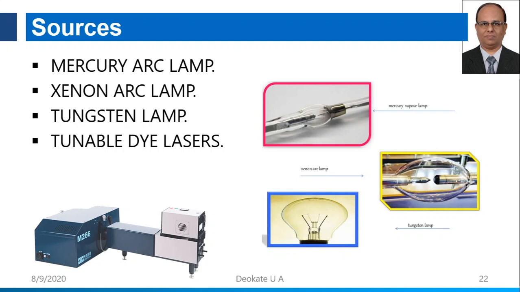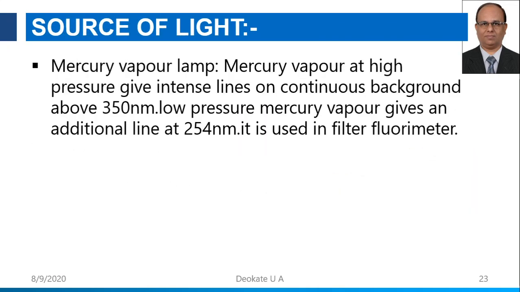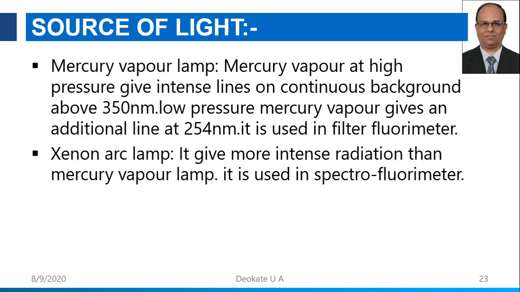So this is a tunable carbon dioxide laser source, where we can adjust the wavelength from 250 to 2500 nanometers. So these are the sources. Out of these, first is the mercury vapor lamp. At high pressure it gives intense lines on a continuous background above 250 nanometers. Low pressure mercury vapor gives an additional line at 254 nanometers. It is used in the filter fluorometer where you require a single wavelength.